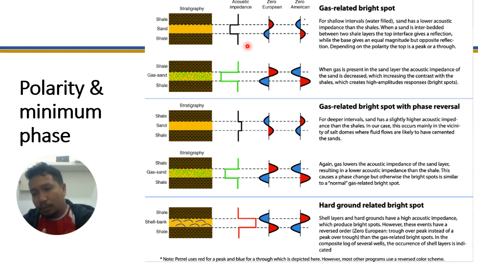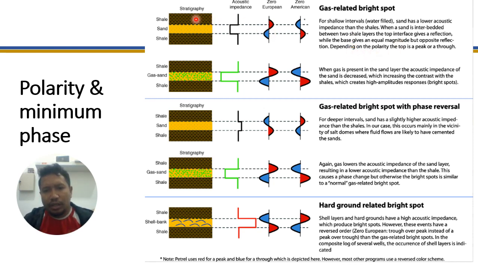The different types of bright spots depend on the depth of sediment burial, and also the content in the reservoir, either fluids or other than fluids. They are commonly normal gas related bright spots, gas related bright spots with phase reversals, and also hard ground related bright spots. So let's take a look at the normal gas bright spots.